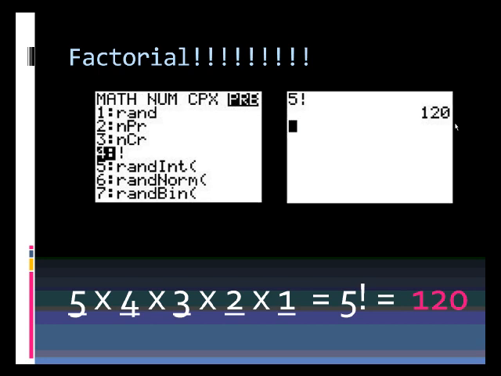Try 20 factorial in your calculator. How big does that get? What's 20 factorial? How many places are there? 18. Okay, it's times 10 to the 18th. That means you have to move that decimal point over 18 places. So 20 factorial is huge. The bigger we get, our calculator just can't handle it. All right? Any other questions?